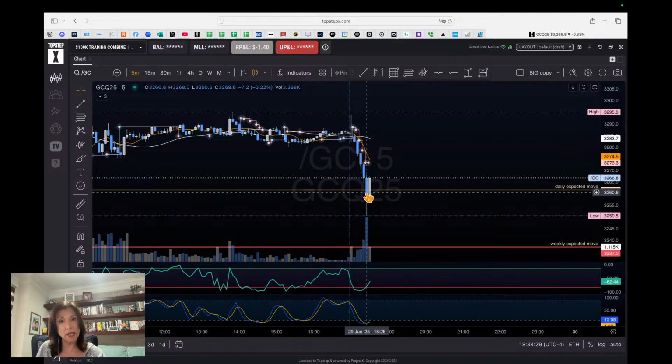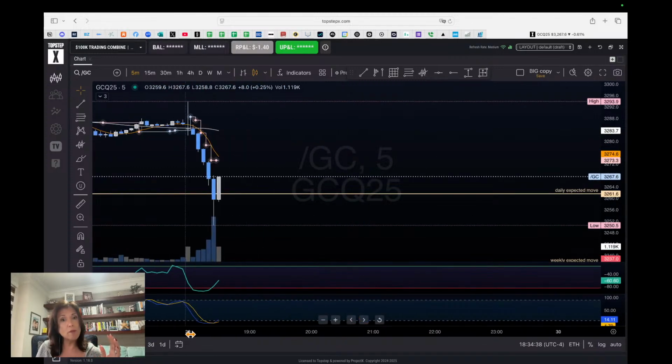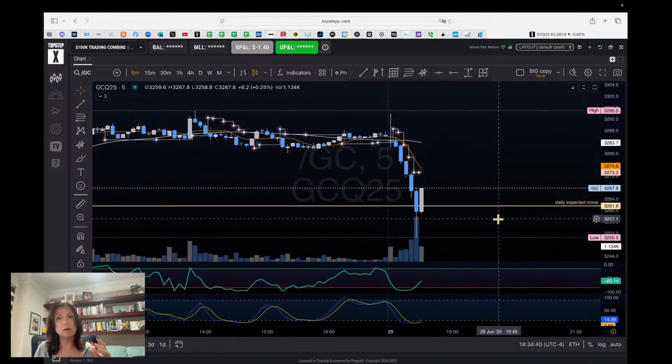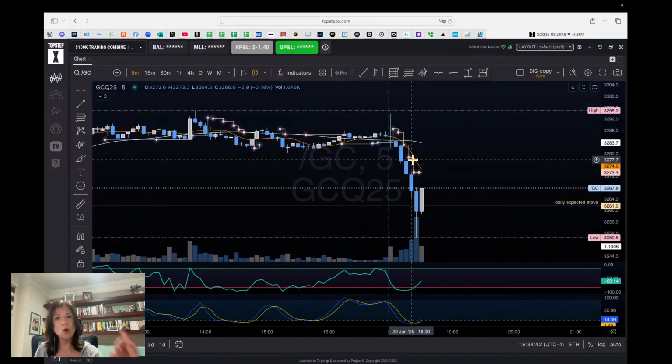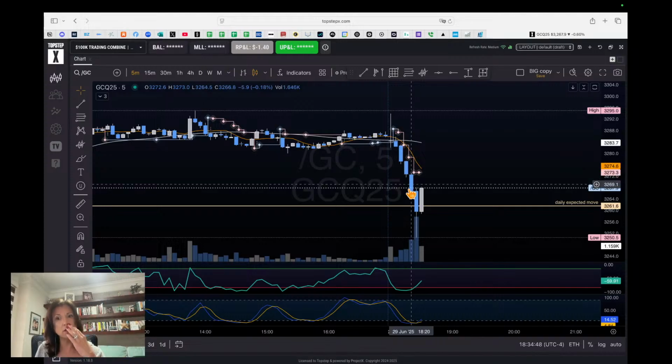Notice on the 5-minute, it completely breaks that expected move. Is there something that tells you, whoa, I might break that expected move event? Yes, there is. What is it? Number one, your super trend is down. There's your 5-minute chart. Super trend is down.